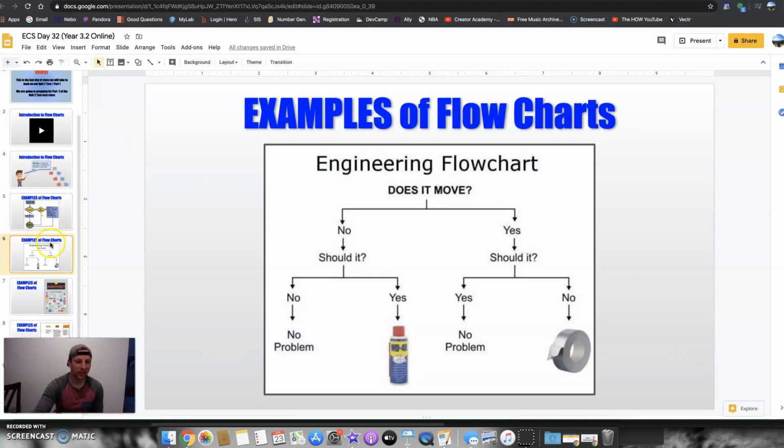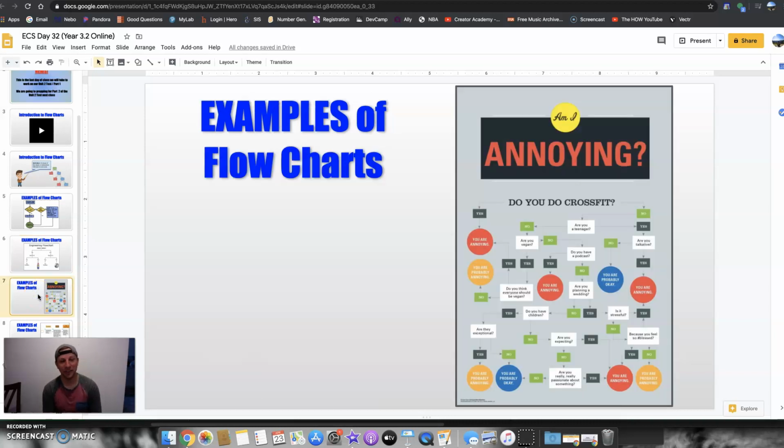Okay, this next one I thought was super funny. There's a fluff ball flying around. Anyway, it says, am I annoying? And it says, do you do CrossFit? That's the starting off point. Sorry to those of you that might do CrossFit or are interested in CrossFit. I don't mean to make fun of you, but I think it's funny that this is kind of a standard joke, that CrossFit's annoying.